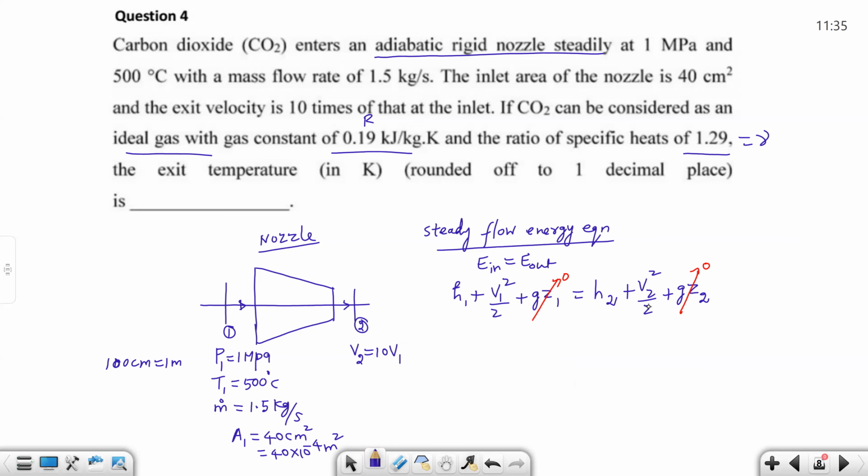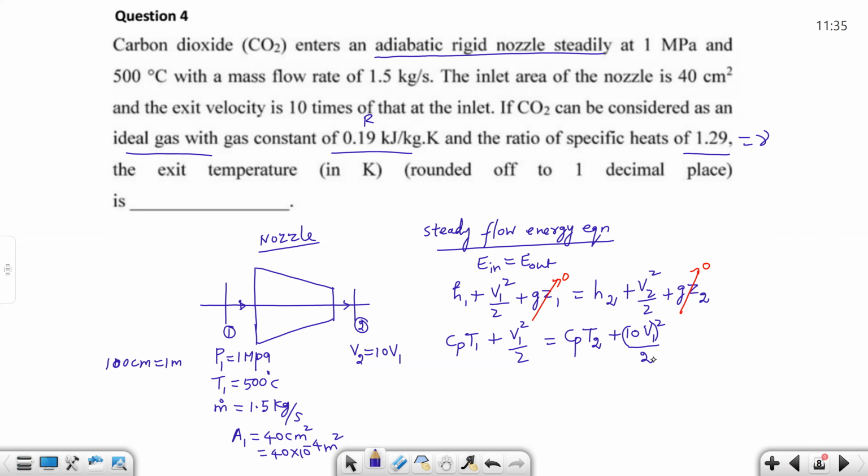Since it is an ideal gas, H can be written as CpT1. So CpT1 plus velocity V1 squared by 2 is equal to CpT2 plus V2 squared by 2, where velocity V2 is 10 times V1. To find T2, we need Cp and V1. If Cp and V1 are known, then you can find T2.